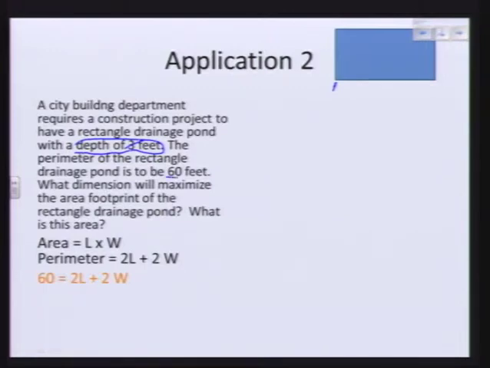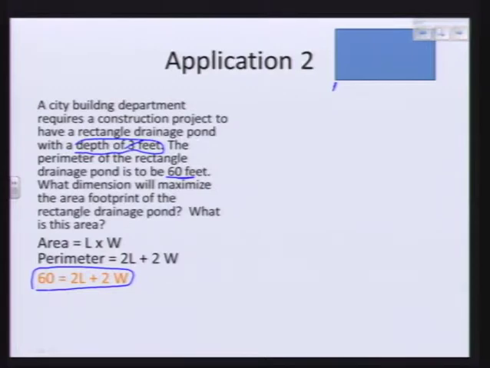And so what's really important is that the perimeter of the pond is to be 60 feet. The whole perimeter of the pond has to be 60 feet. So you'll see on your screen I've got 60 is equal to 2L plus 2W. First of all we start out with the perimeter. Now that's not a quadratic equation right now. It's a linear equation with 2 variables.